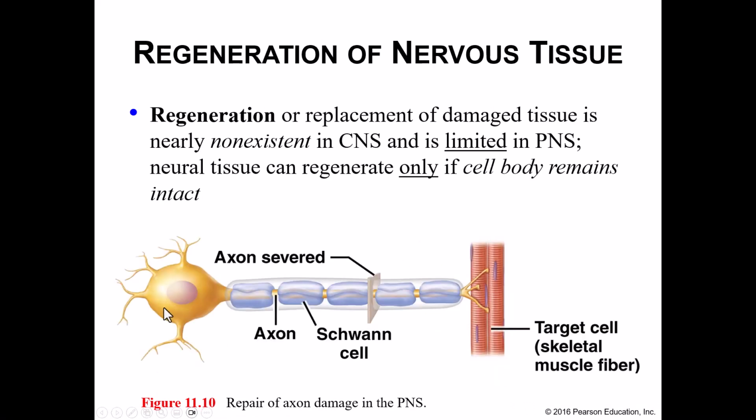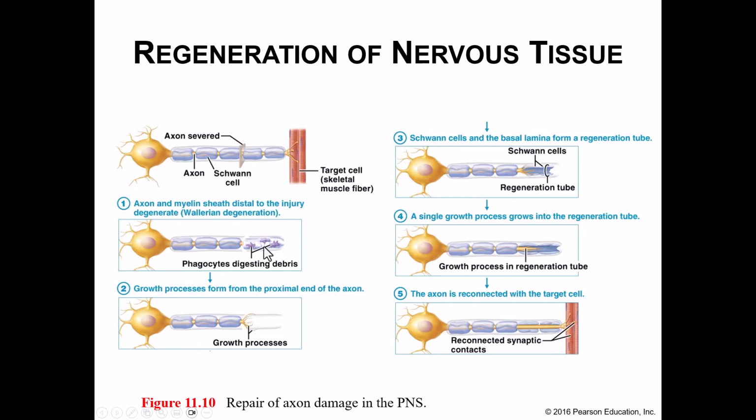And as I mentioned earlier, an axon can be regenerated, but the cell body cannot. So when you have damage in the CNS, a lot of times you do not have regeneration, but in the PNS, when you damage a nerve or an axon, you can regenerate that tissue through a regeneration tube.